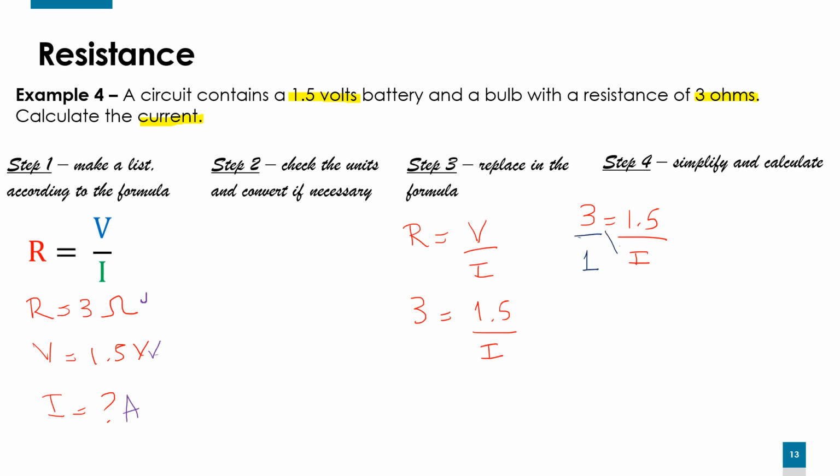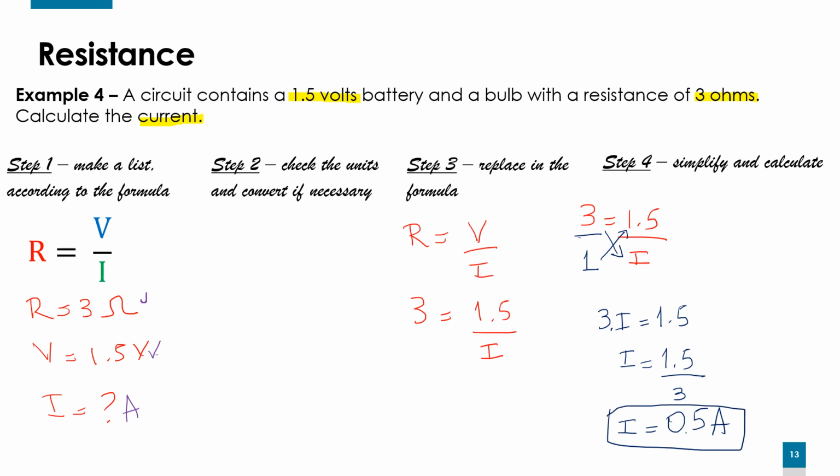And we're going to do cross multiplication. 3 times 1, 3 times I, so 3I equals 1 times 1.5, 1.5. So I is, this is multiplying, goes over there dividing, 1.5 divided by 3. So I is going to be 0.5 amperes. So going back, calculate the current. So the current is 0.5 amperes.